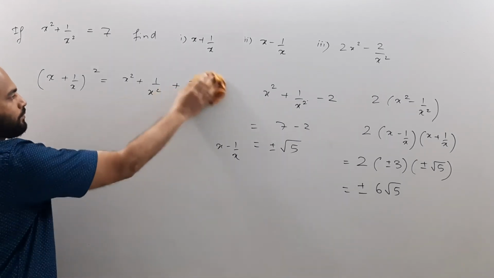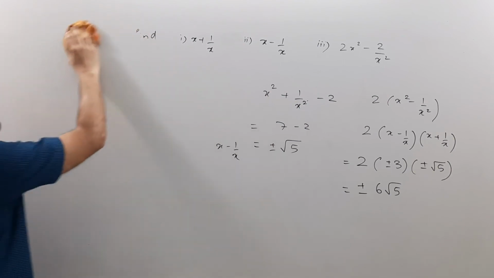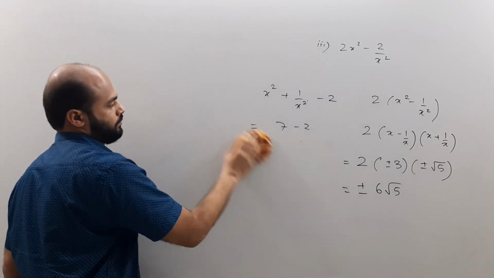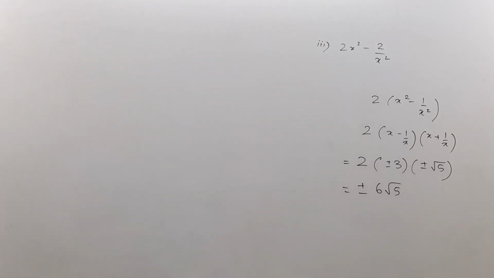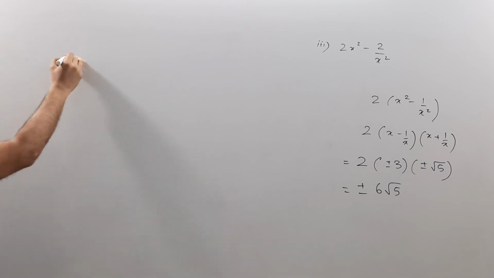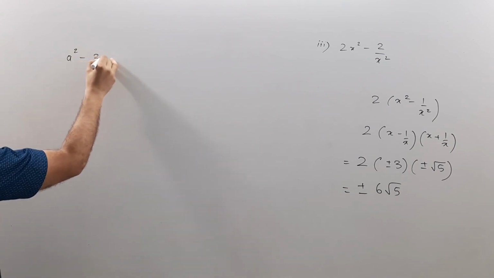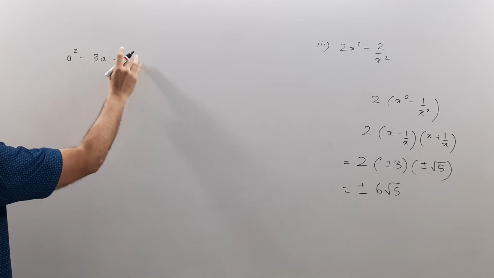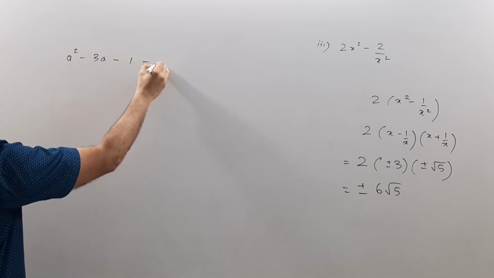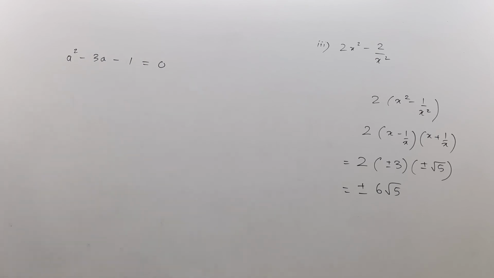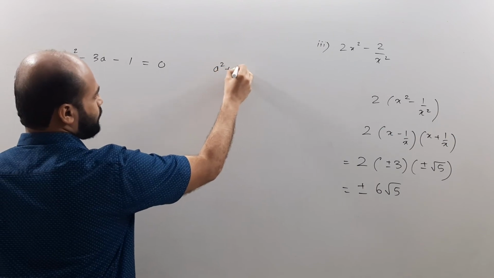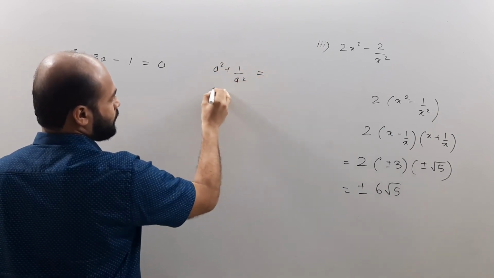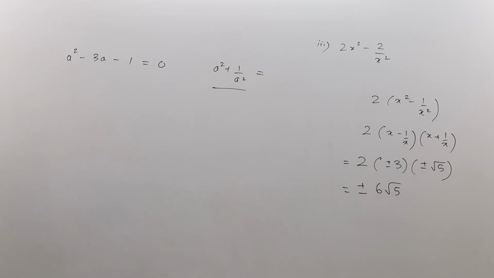Let us see one more problem. So now it's given to us that a square minus 3a minus 1 is equal to 0, and we have to find the value of a square plus 1 by a square. This is what we have to find. How do you think we can evaluate this expression?